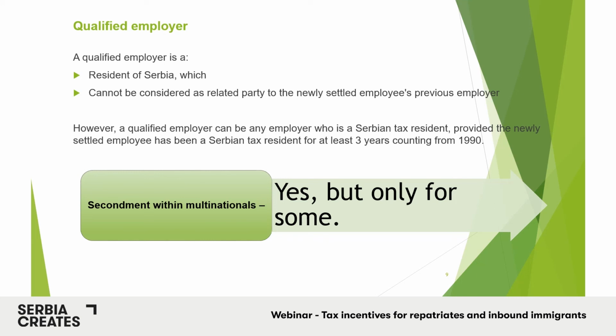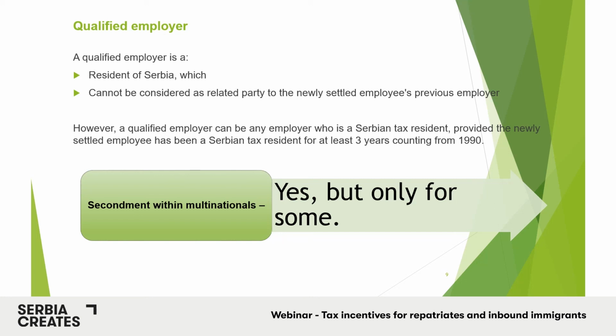In essence, the logic is thus: any employer who has been established in Serbia will meet the condition to be a qualified employer. And in addition to this, this employer cannot be considered a related party to the newly settled employee's previous employer. Why this second condition? Well, it's because of the expatriates.